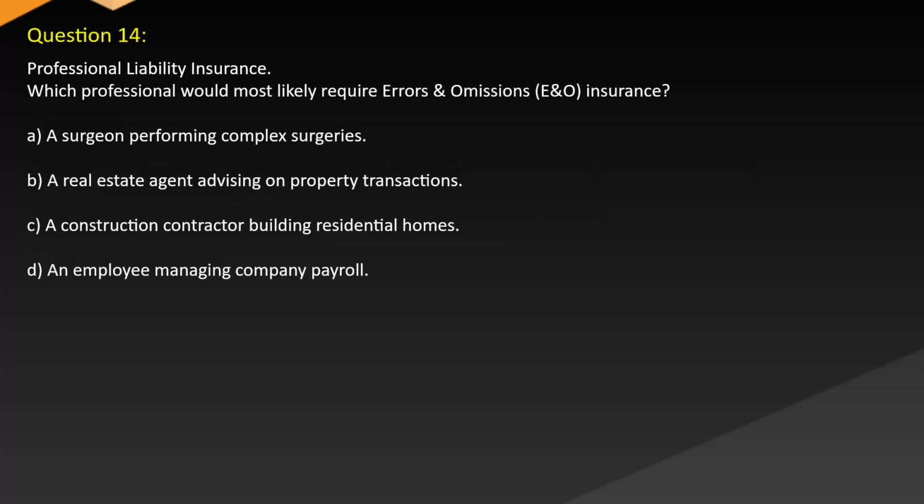Question 14. Professional liability insurance. Which professional would most likely require errors and omissions (E&O) insurance? A. A surgeon performing complex surgeries. B. A real estate agent advising on property transactions. C. A construction contractor building residential homes. D. An employee managing company payroll.